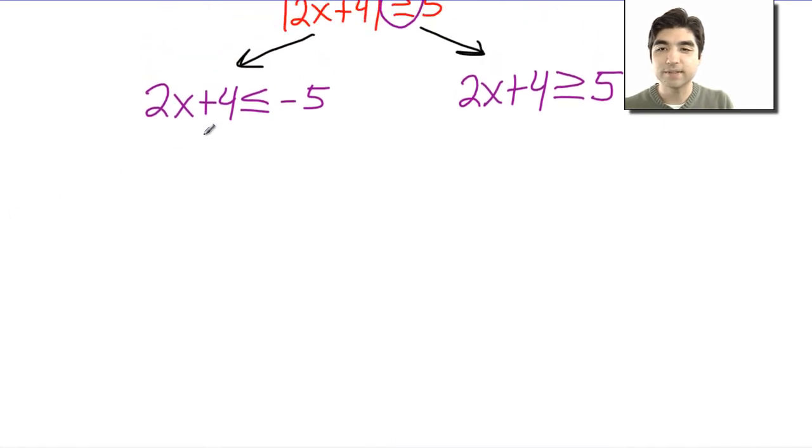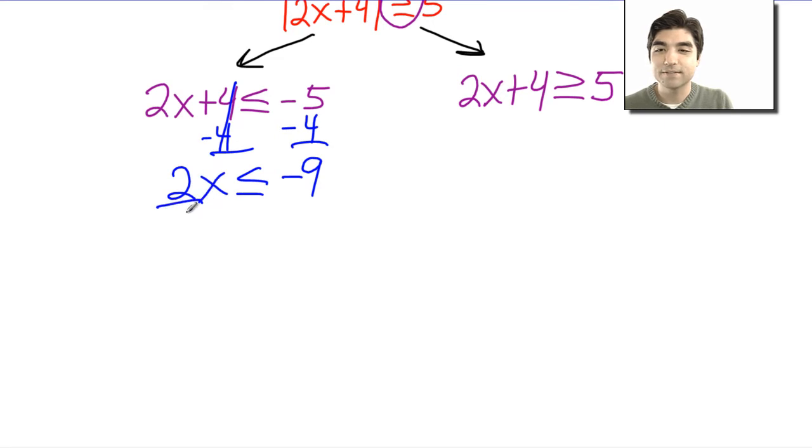So let's solve this. We have minus 5, minus 5. Oh, what am I doing minus 5 for? It's minus 4. Minus 4, minus 4. So the 4's cancel out. I'm starting to get a little tired. And minus 5 minus 4 equals minus 9. It's less than or equal to 2x. Divide by 2. And then you have x is less than or equal to negative 9 over 2.